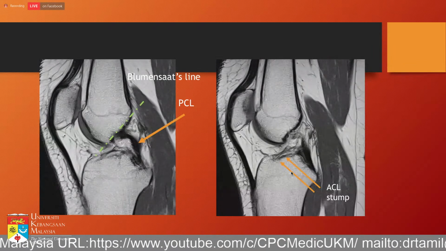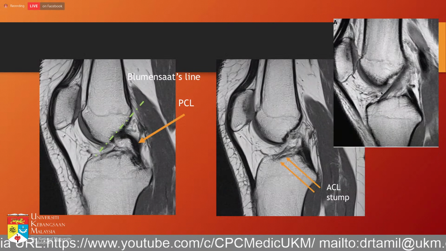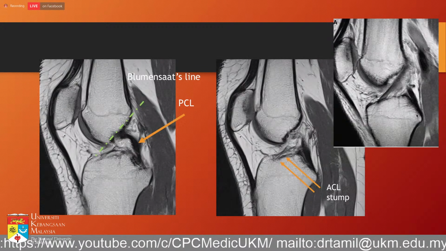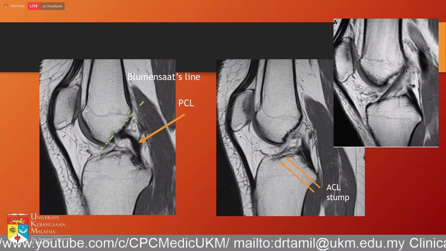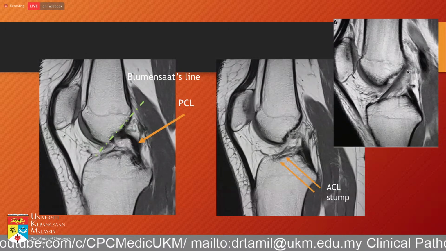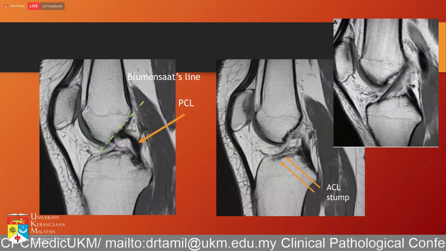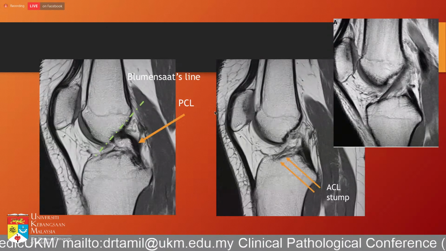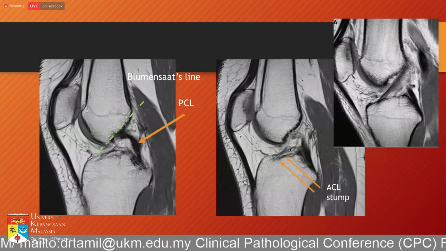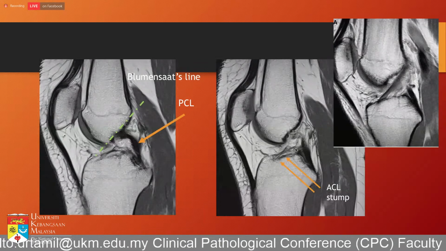Just to show you the differentiation when the ACL is present. The ACL would look like that. It is taut, straight, and following the Blumensaat line. And here in our patient, there is none of that visualized.